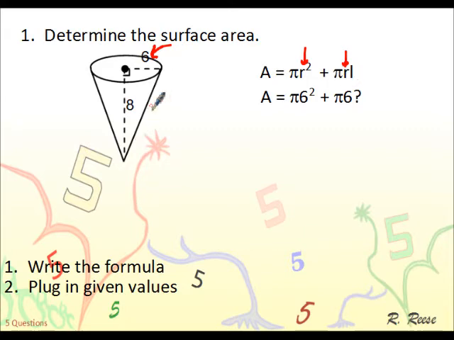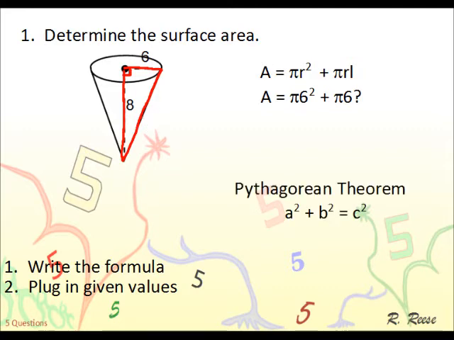The lateral edge is not given here, so we're going to have to determine that. Did you notice this right triangle here? If you did, then you might recognize that we can use Pythagorean theorem here to figure out this third side. Recall that the Pythagorean theorem is a squared plus b squared is equal to c squared, where c represents the length of the hypotenuse, which is the longest side. We know this is the longest side because the biggest angle, 90 degrees, the right angle, is pointing right at it.